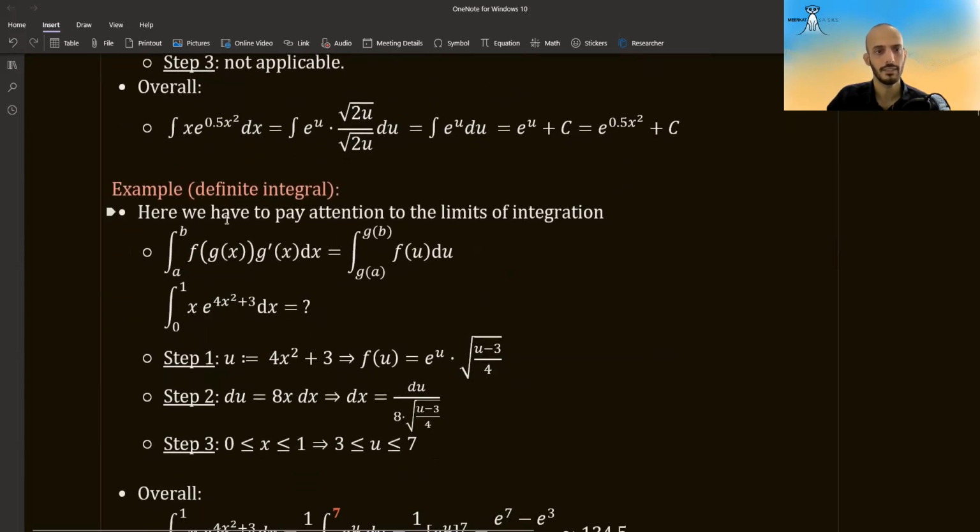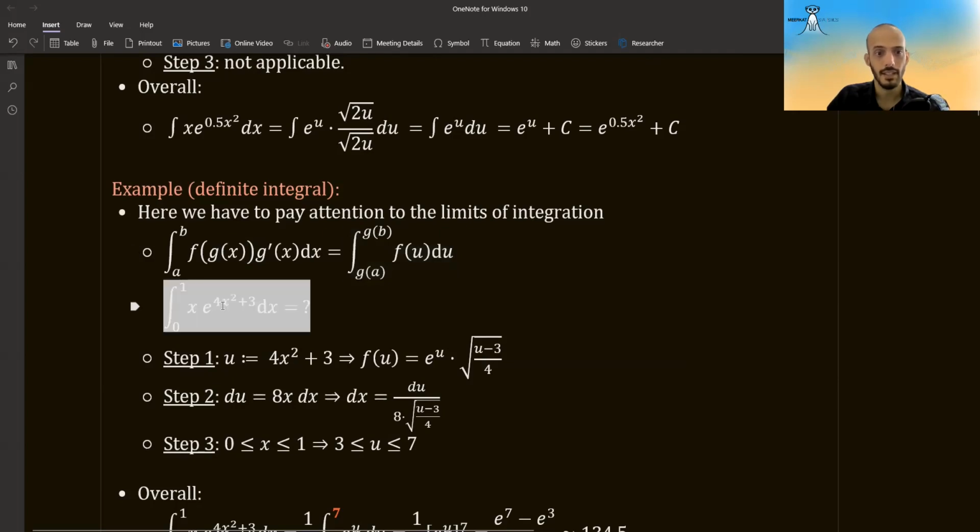Let's look at a definite integral. In a definite integral, we have to take care of the limits of integration. So a will be replaced with some function of a, the u of a, and b will be replaced by the u of b, because we're moving from x to u, and u is g of x.